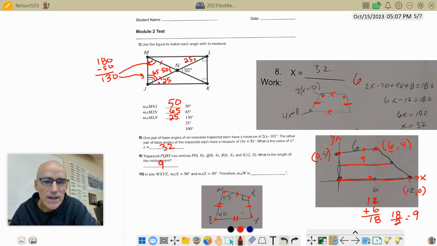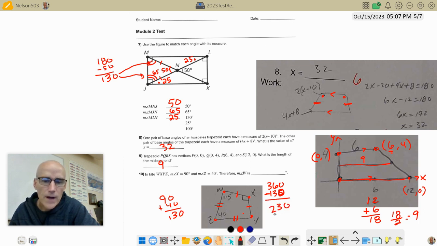So what I did was I took 180. Oh, let me back up for a second. I didn't do that. I took 360 and I subtracted 130 from that, because 90 and 40 make 130, right? So 90 plus 40 is 130. So I'm taking 360 minus 130 and I get 230.